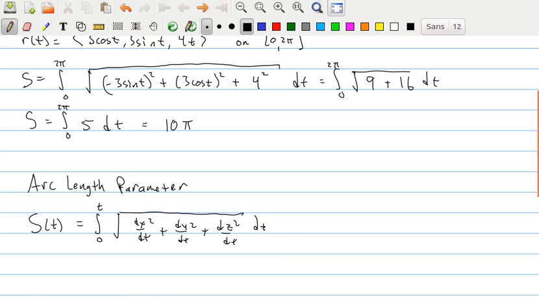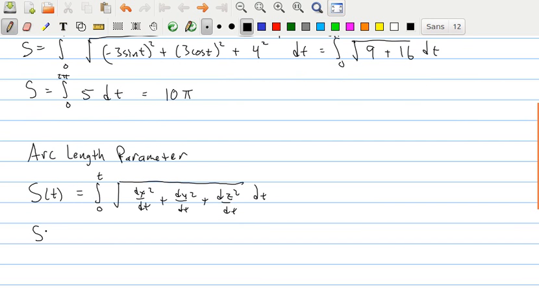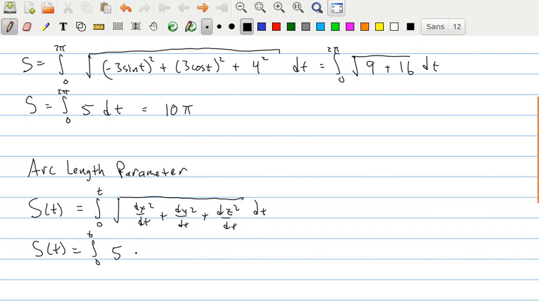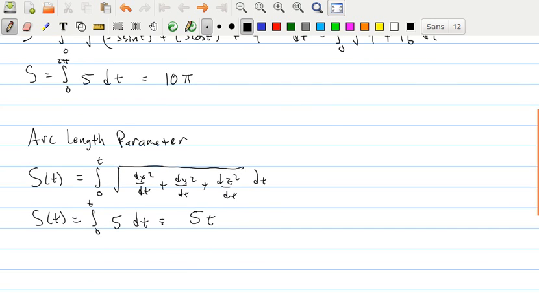t. So if we look at this using the helix example from the previous problem, s of t is going to be the integral from 0 to t of, well, it's got the same integrand as before. So if we just use the steps that we did previously, it's going to wind up as the integral of 5 dt. We integrate this and we get 5t. So that's our arc length parameter.